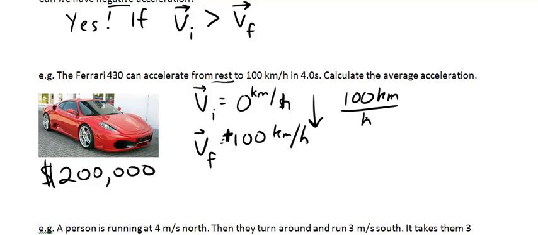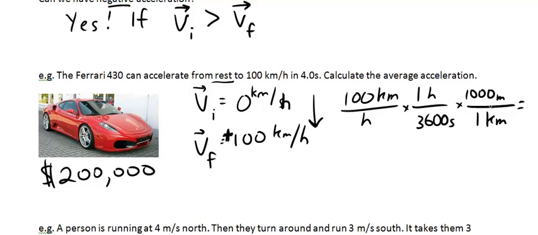100 kilometers in 1 hour, and 1 hour is 3,600 seconds. And there's 1,000 meters in a kilometer. And this will allow kilometers to cancel, hours cancels, the only units left are meters and seconds. Okay, this is 27.8 meters per second, and this is positive. Okay, so this is our final velocity. So now we can use the equation.